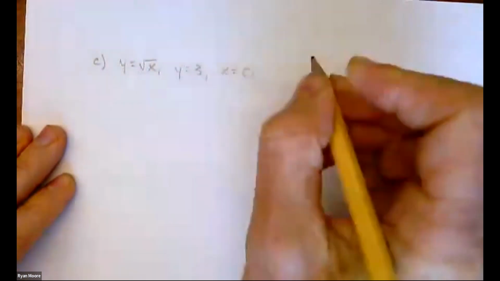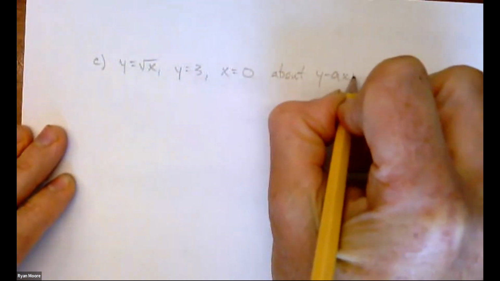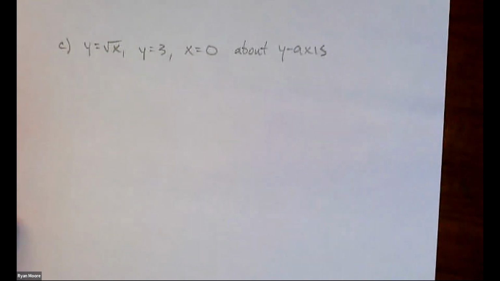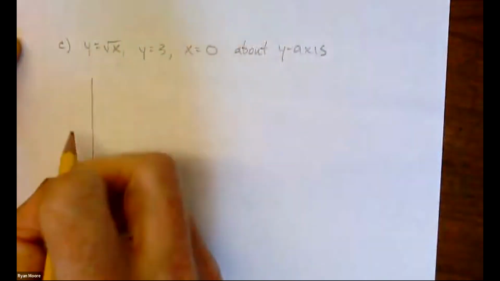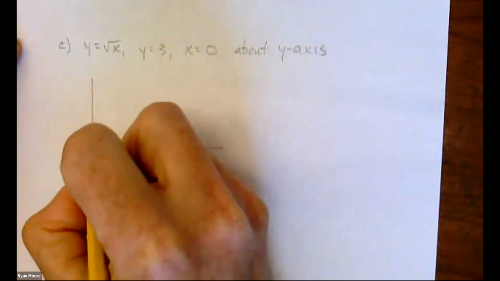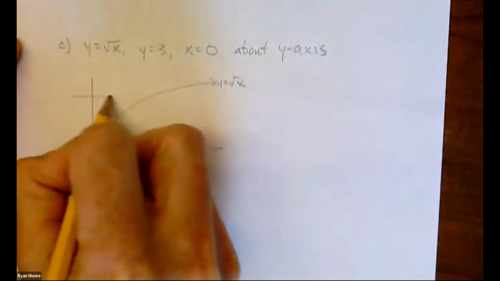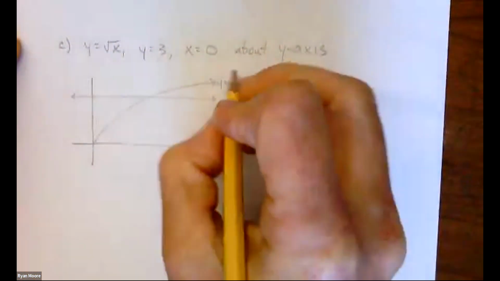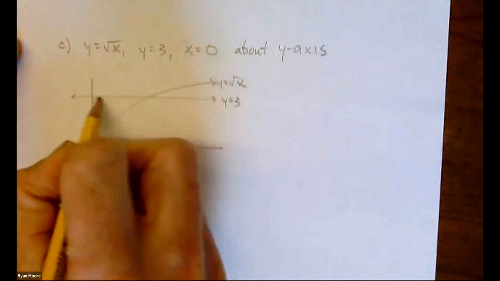This one is kind of like part B. We're going to use the same functions, but this time, you guessed it, it's time to go about the y-axis. Same region though as last time. What's it going to be like if we go about different axes? Okay, so we still have this region.